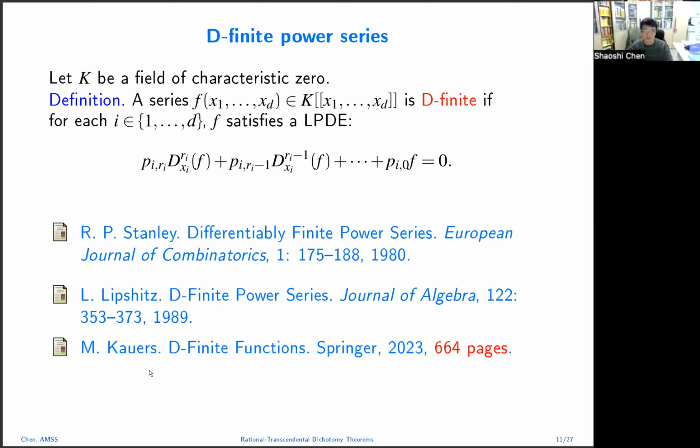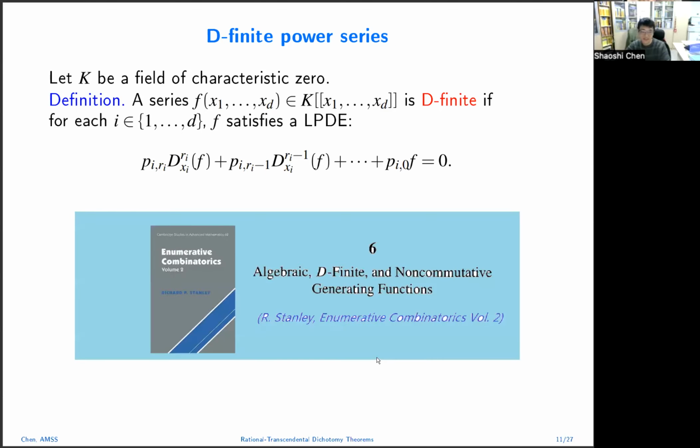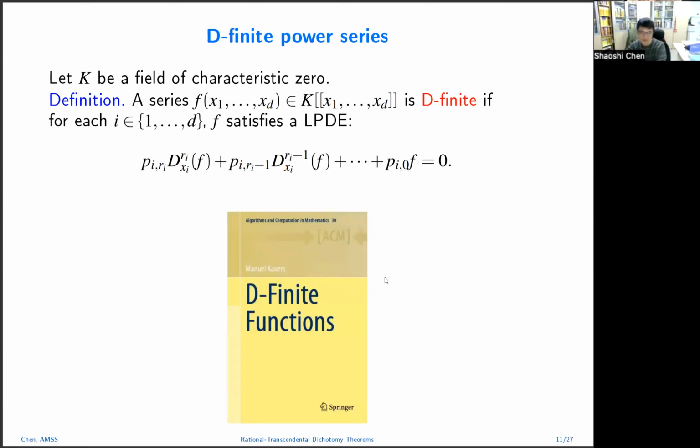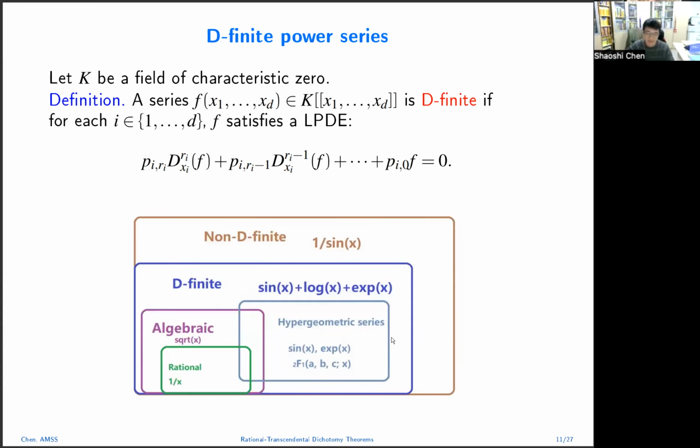And recently, my collaborator in Linz, Manuel Kauers, wrote a book on this. This book contains more than 600 pages, and there are a lot of things to tell about D-finite functions. Also, if you want to see more combinatorial study of these D-finite functions, you can read Richard's book and also Manuel's monograph.